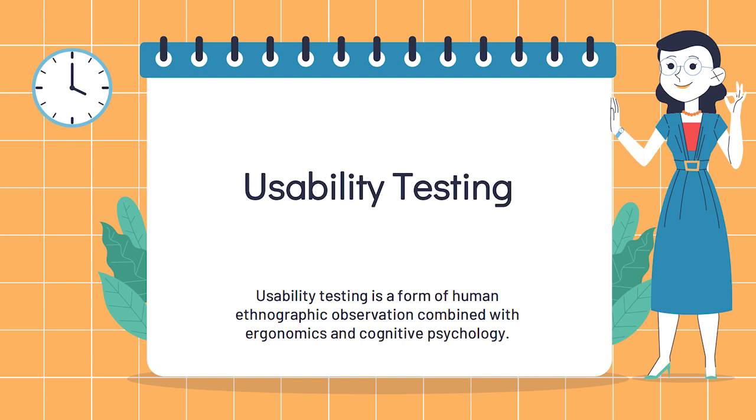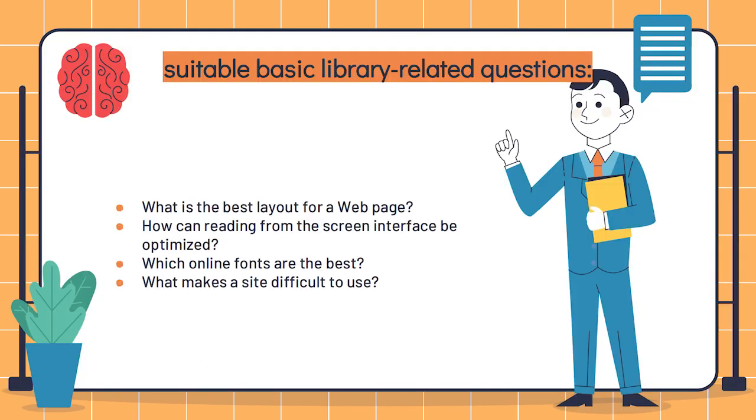Usability testing. Usability testing is a form of human ethnographic observation combined with ergonomics and cognitive psychology. The user is involved from the initial design phase through system upgrades. Some suitable, basic library-related questions for the methodology include: what is the best layout for a web page? How can reading from the screen interface be optimized? Which online fonts are the best? What makes a site difficult to use?